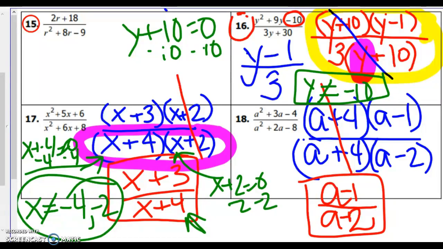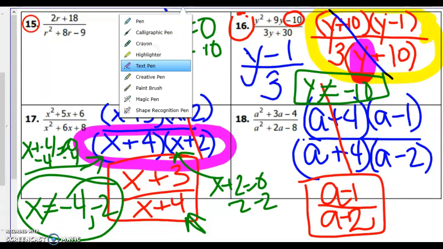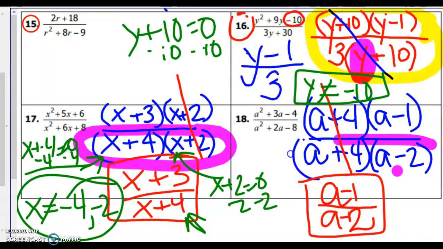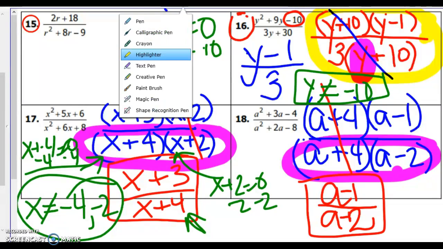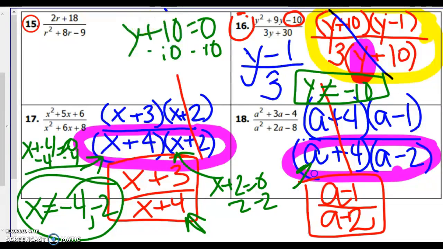How about 18? Well, even though my final answer right here only had the x minus 2 on the bottom, that's not where I look. I'm going to look right here at the bottom right there. So there are two excluded values here. What are they? Well, for this one, a plus 4 equals 0.